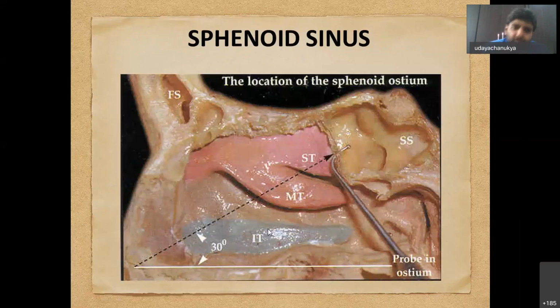Coming to the drainage of the sphenoid sinus. The sphenoid sinus drains into the sphenoethmoidal recess via the sphenoid ostium on its anterior face. And this is the probe located in the anterior wall of the sphenoid, going into the sphenoid sinus.